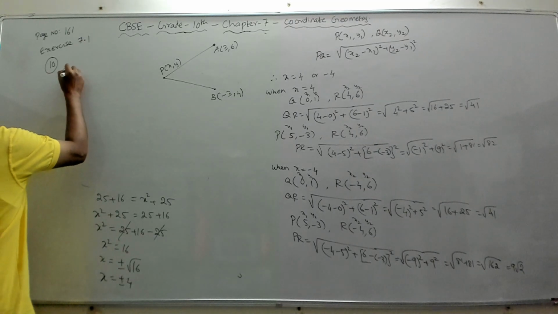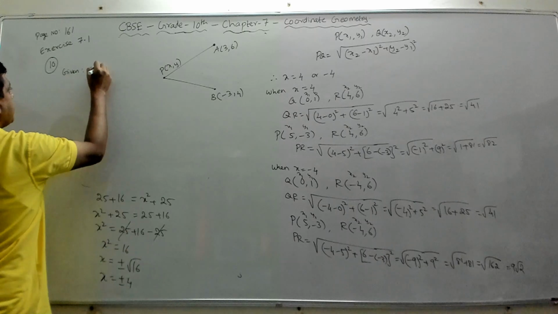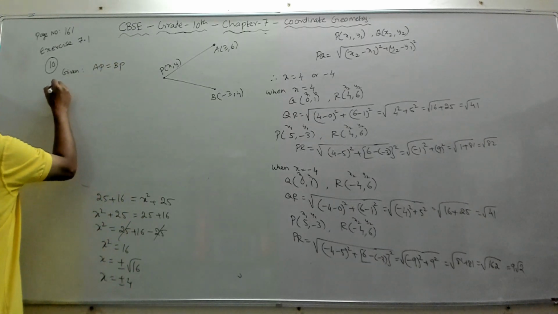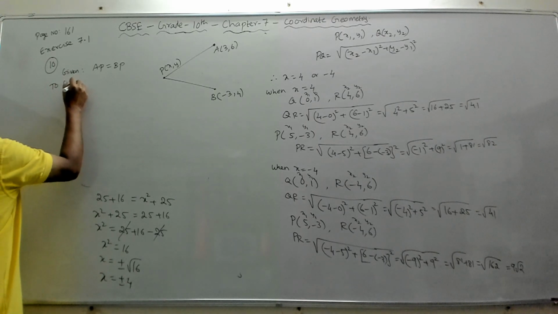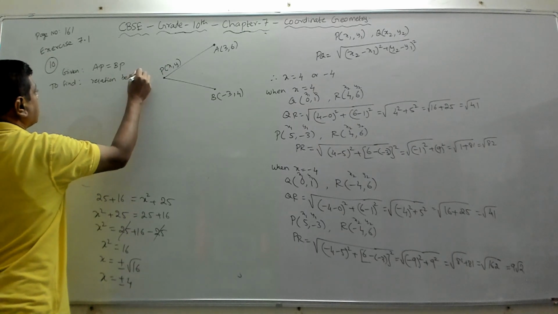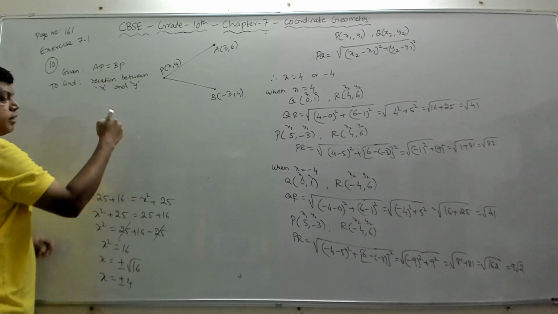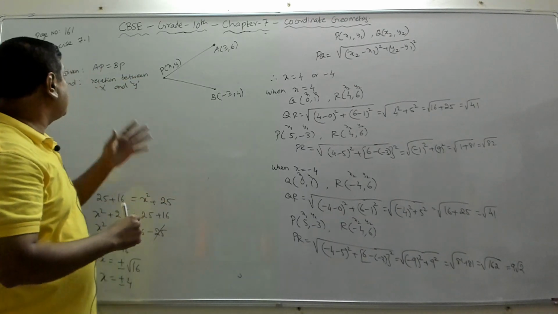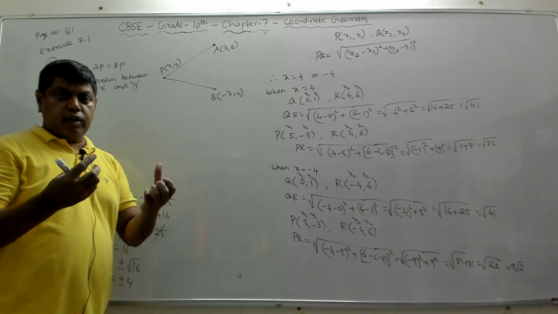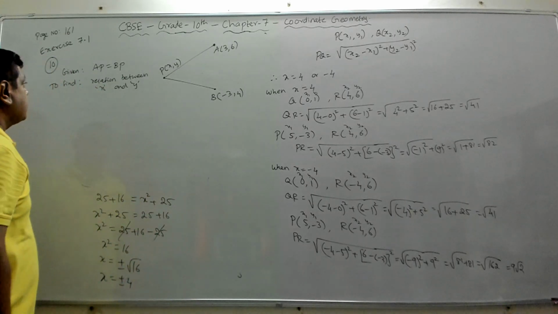Right? So given is AP equal to BP. Now what should we find? The relation between x and y. To find this relation between x and y, we should get an equation that connects x and y. So don't think about what the relation between x and y is. A relation between x and y means an equation that connects x and y, or that has x and y. Right? So now, the solution.